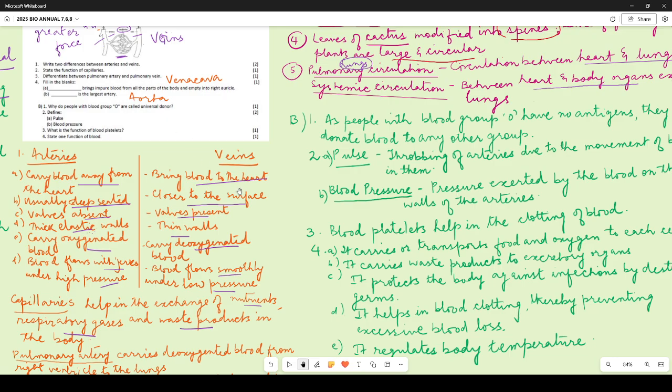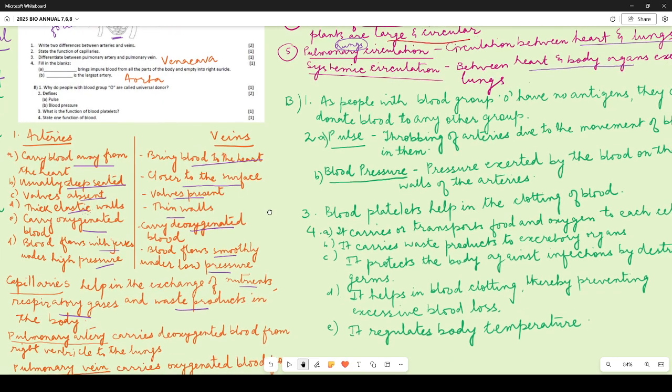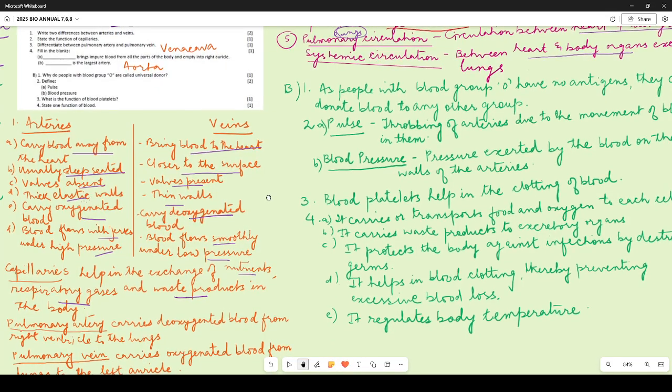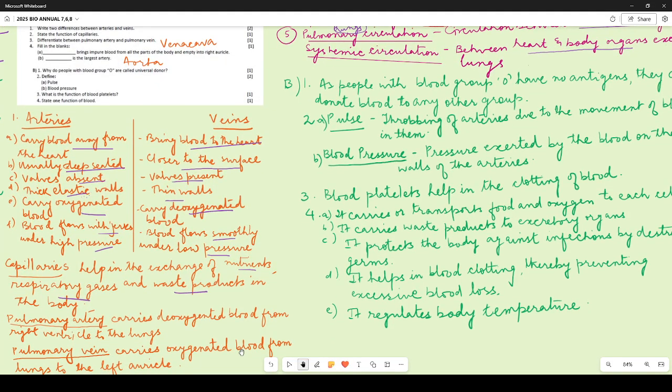Differentiate between pulmonary artery and pulmonary vein. We just talked about that. Pulmonary artery carries deoxygenated blood from the right ventricle to the lungs. Now remember, arteries carry oxygenated blood. Only the pulmonary artery, because it is taking the blood for oxygenation, is carrying the deoxygenated blood. So why is it still called an artery? Because it is carrying the blood from the heart to the lungs.